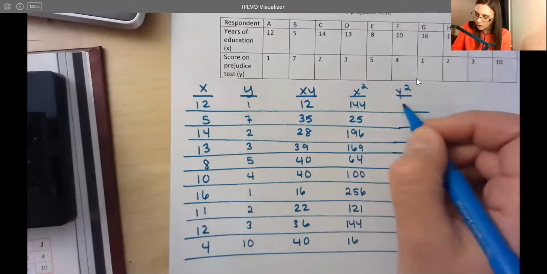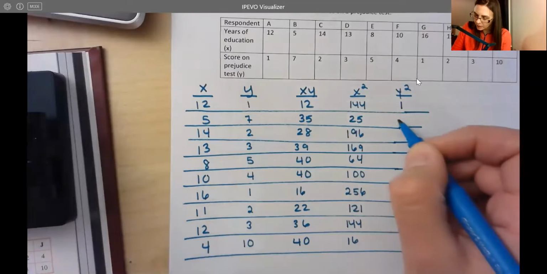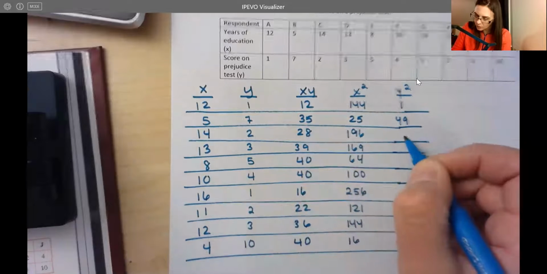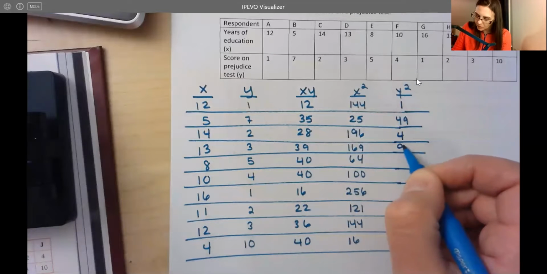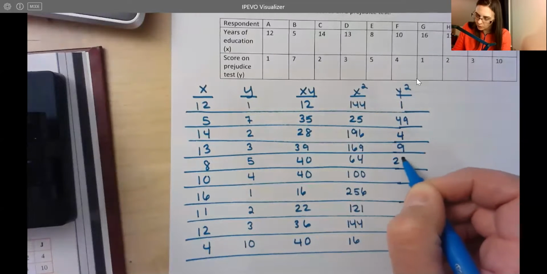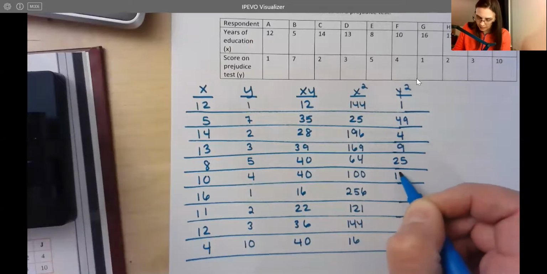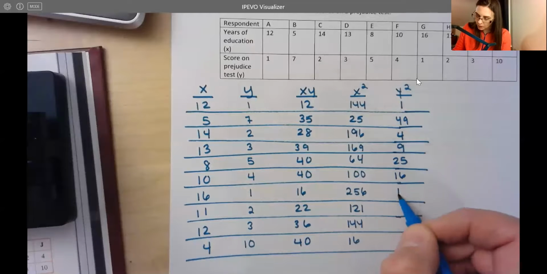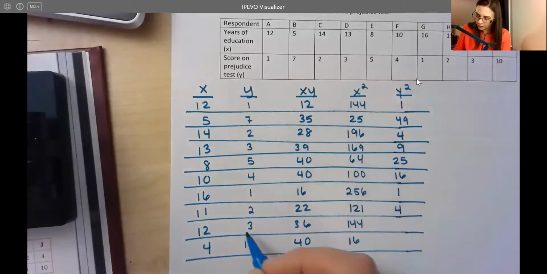So 1 times 1 is 1, 7 times 7 is 49, 2 times 2 is 4, 3 times 3 is 9, 5 squared is 25, 4 squared is 16, 1 squared is 1, 2 squared is 4, 3 squared is 9, and 10 squared is 1.